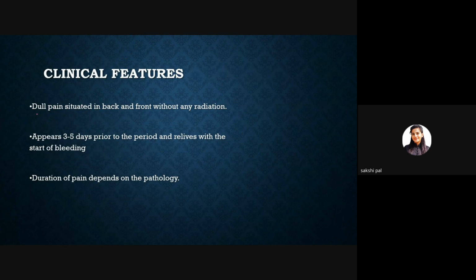Now, clinical features: a dull pain situated in the back, front, and thighs also, without any radiation. It appears 3 to 5 days prior to your normal periods and will be relieved after the bleeding. When we start our menstrual cycle, what happens at the start? There are more contractions in your muscles, but the bleeding is still less. When the normal bleeding starts, the pain is also relieved. There is no pain in a normal cycle.